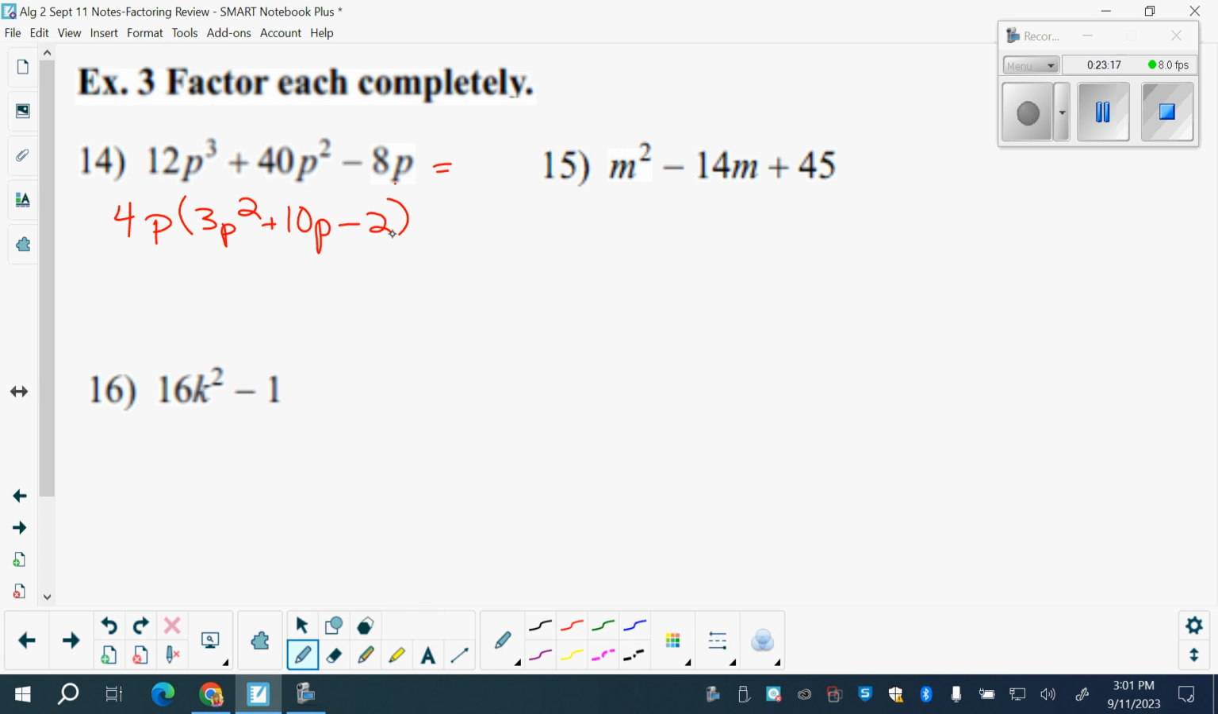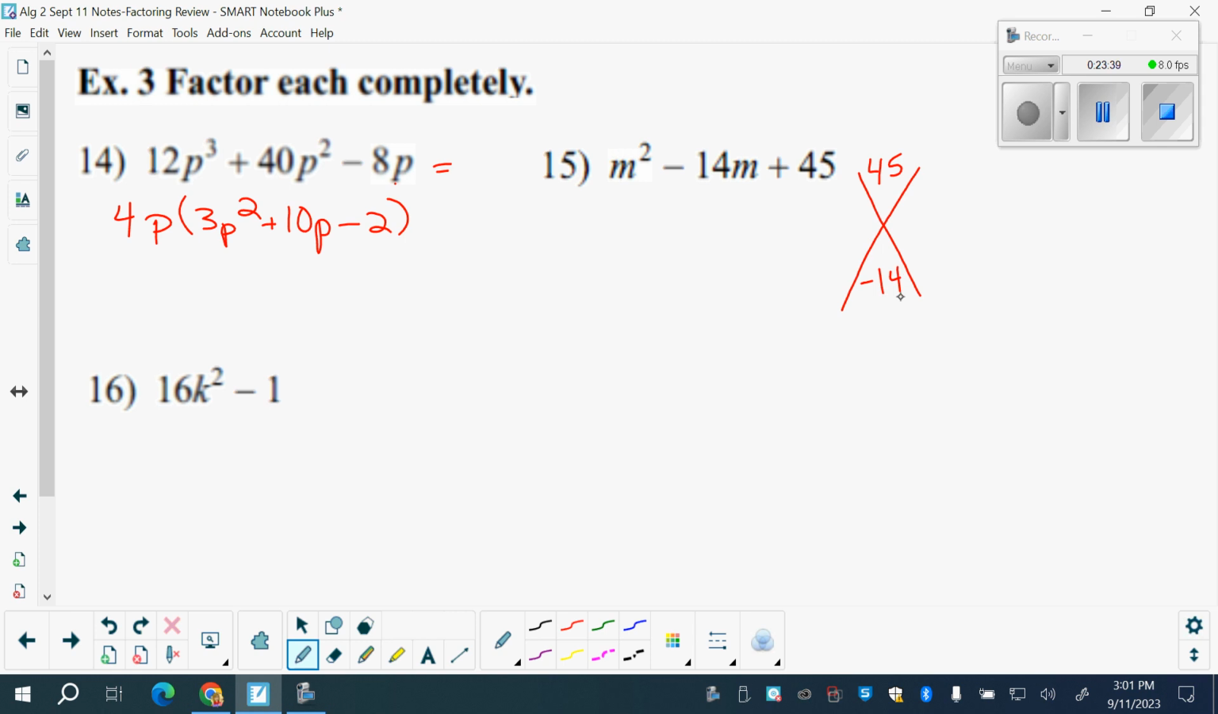So number 15, can we take out a greatest common factor there? We can't. So then we're going to go, so you see that we have 3 terms there, m squared, m, and then a number. So we're going to use our x. So what multiplies to 45? That adds to negative 14.